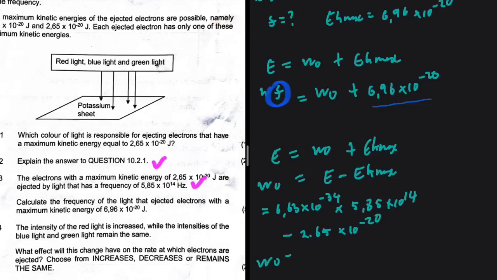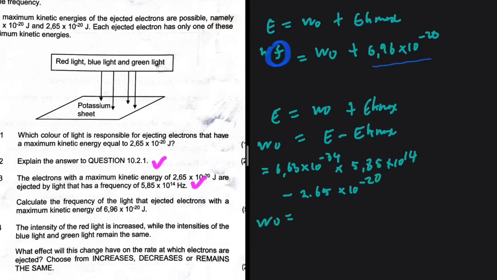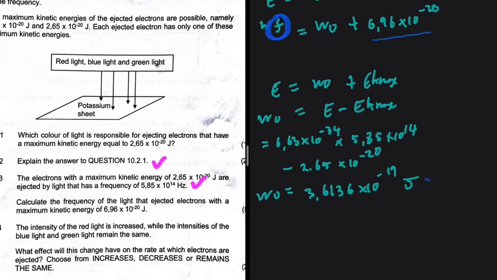So the work function is going to be equal to, let me put that in my calculator, 6.63 times 10 to the minus 34 multiplied by 5.85 times 10 to the power 14 minus 2.65 times 10 to the minus 20. This is giving me a work function of 3.6136 times 10 to the minus 19. What is the SI unit of work function? It is joules, right? So this is the work function.